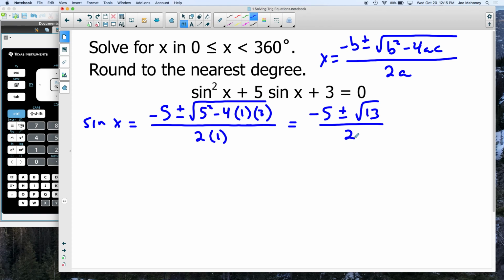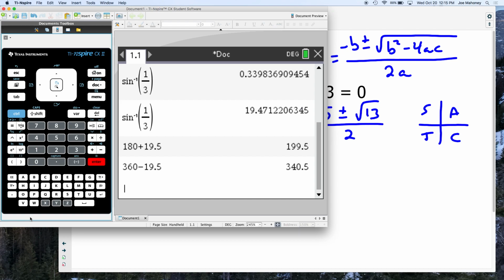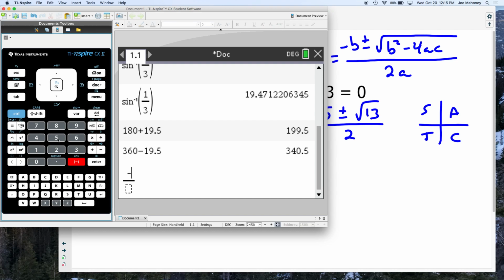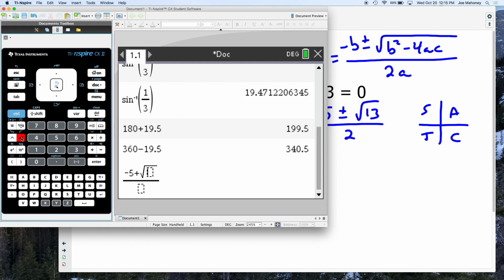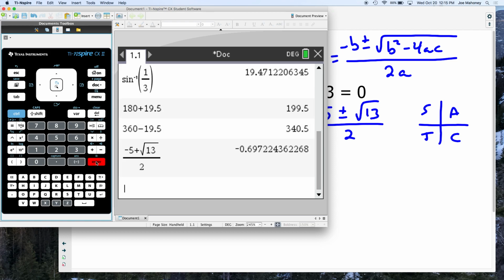Okay, before I get going on my calculator, let me remember what quadrants I'm going to be in here. So now let's go to the calculator and figure out what this value is. And remember, we got to do it in 2 different parts. So let's first do the -5 plus the square root of 13 over 2. -5 plus the square root of 13 divided by 2. So as a decimal, I get this. All right, now hold on. That tells me that since it's negative, sine is going to be in quadrant 3 and quadrant 4.